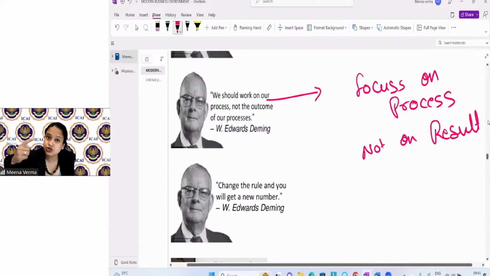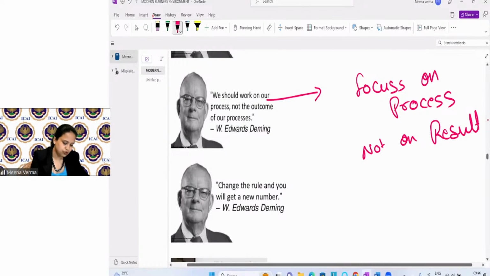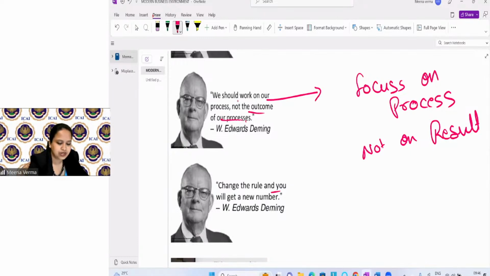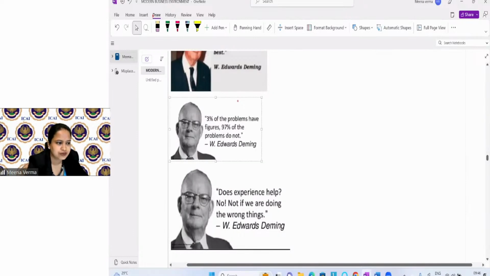Focus on improving the entire process of the organization: the way you are buying the raw material, the way you are converting the raw material into final goods, the way you are providing the final services. Focus on improving the entire process of the organization, not on the final product or the final services. So we should focus on the process, not the outcome of the process. Change the rules, you will get a new number. I've just taken all these quotations from the internet. They are very interesting to know.